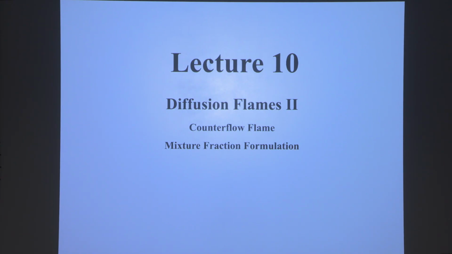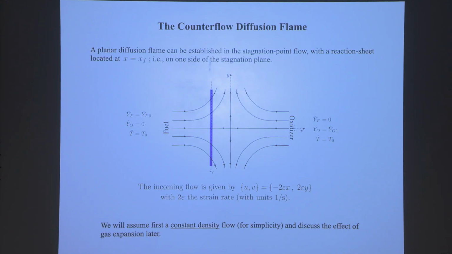Two colliding jets, one with fuel and one with oxidizer, are impinging. The two jets are impinging towards each other. And a flame gets established somewhere in that stagnation point flow. It is common, I mean, you see, I put a flat flame, but how do I know that? First of all, I don't know that a priori.